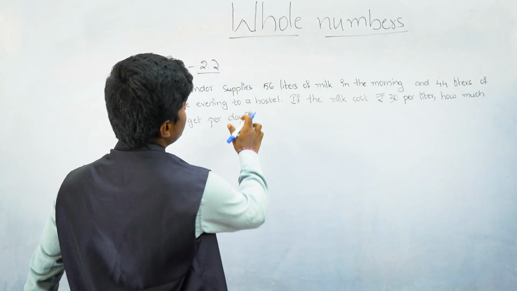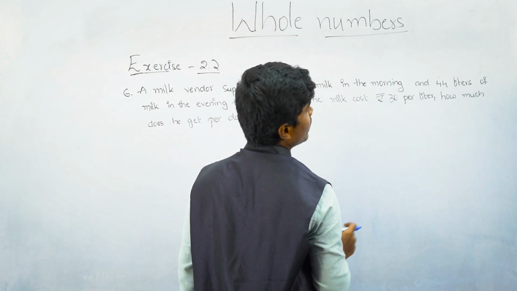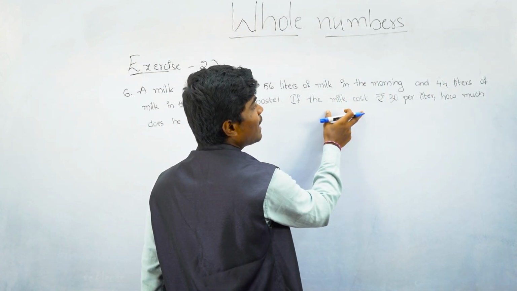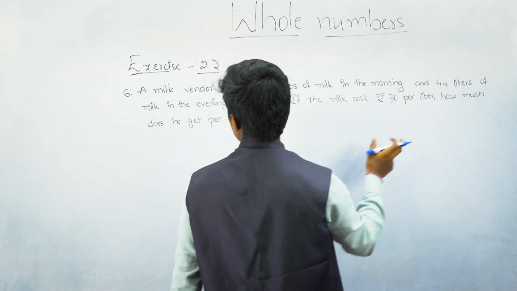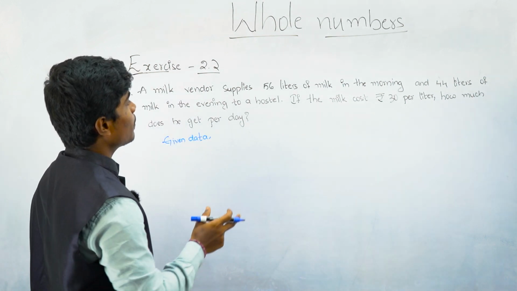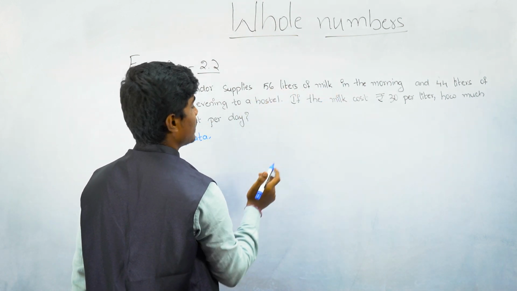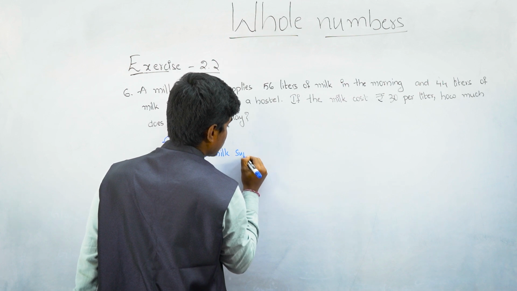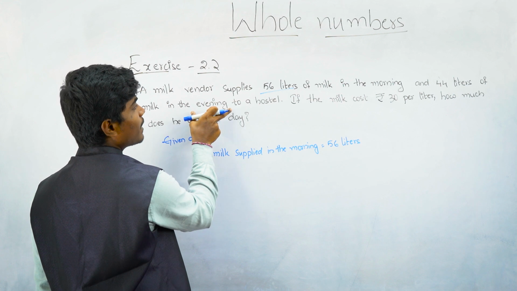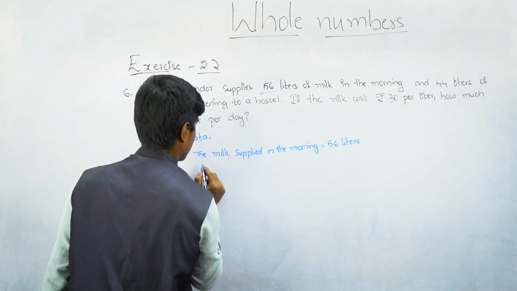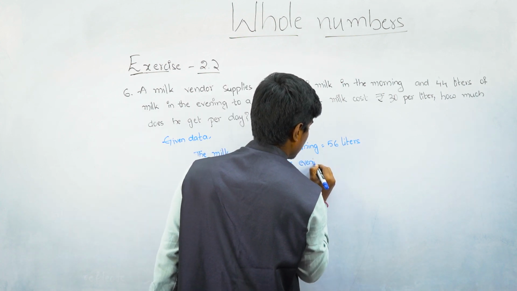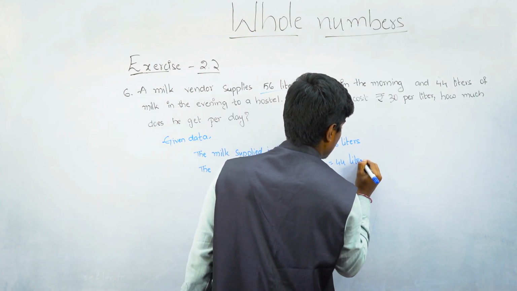Let's solve the sixth problem of exercise 2.2. A milk vendor supplies 56 liters of milk in the morning and 44 liters of milk in the evening to a hostel. If the milk costs 30 rupees per liter, how much does he get per day? Given data: the milk supplied in the morning is 56 liters, and the milk supplied in the evening is 44 liters.